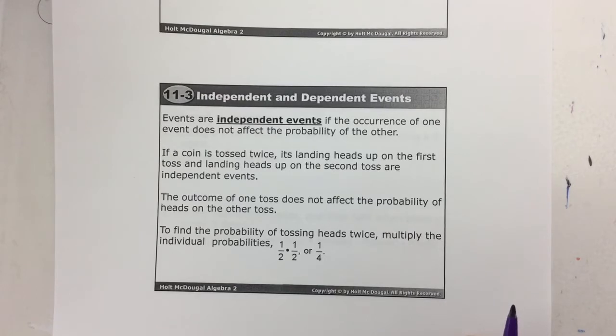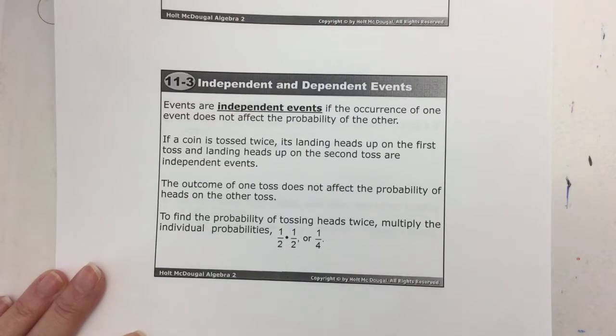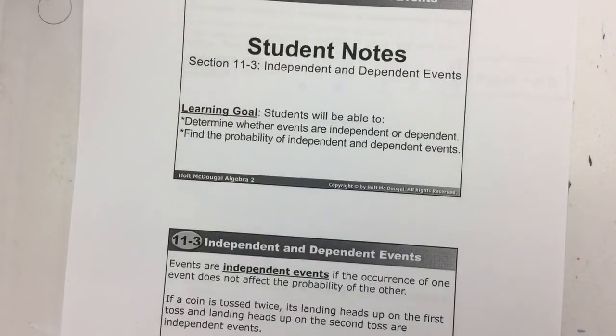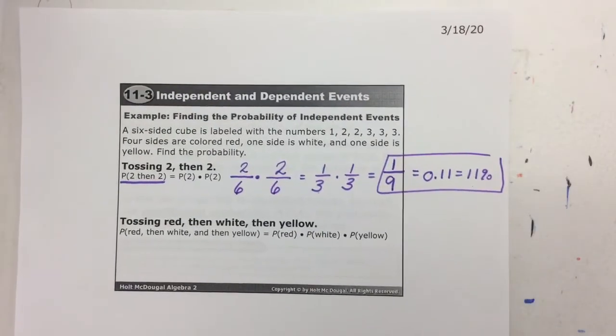When you are finding the probability of independent events, you take each probability separately and they're going to have us multiply those. So we're going to look at a few examples just to make sure we've got it. The first one I already have worked out just to save us a little bit of time.